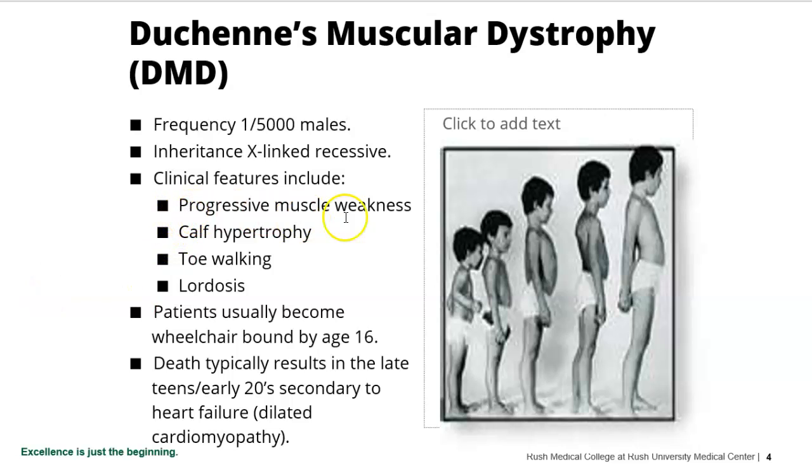Anyway, there's progressive muscle weakness, calf hypertrophy, lordosis, and you can see as the child gets older, there's more and more lordosis and toe walking. They're usually wheelchair bound by about the age of 16, and death occurs in the late teens to early 20s because of heart failure, due to dilated cardiomyopathy. As I said earlier, it affects both the peripheral muscles and the heart muscle, and the heart is the most important muscle in our body.